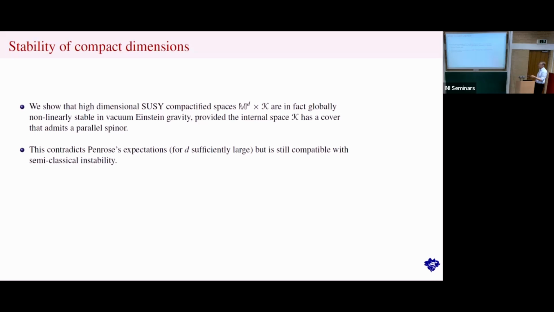And so this contradicts what Penrose was expecting to be true, at least if this Minkowski factor has sufficiently high dimension. But it's still compatible with semi-classical instability in the sense that Witten was talking about, although I don't actually know what the story is there. In 4 dimensions, you can tunnel from Euclidean space cross a circle to 4-dimensional Euclidean Schwarzschild, which is unstable. But what's the situation if you have, let's say, 3-dimensional Euclidean space cross Calabi-Yau? Can the same thing happen? I don't know if this has been sorted out actually.